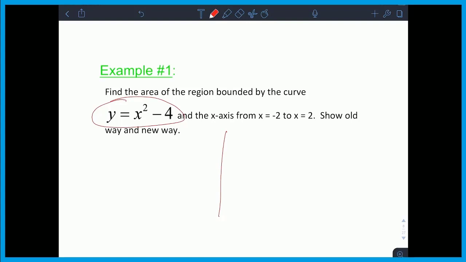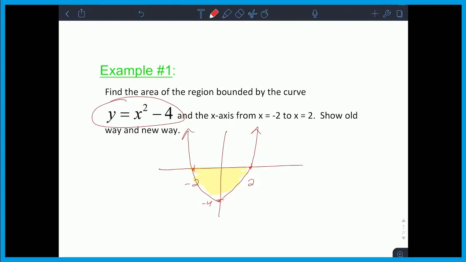So here's the parabola. It has roots of -2 and 2, a y-intercept down here at -4, and so this parabola looks a little something like this. And since we're trying to find the area between the x-axis and the curve from -2 to 2, it's this region that I'm trying to calculate. I'm trying to find this. What is the answer to this question?